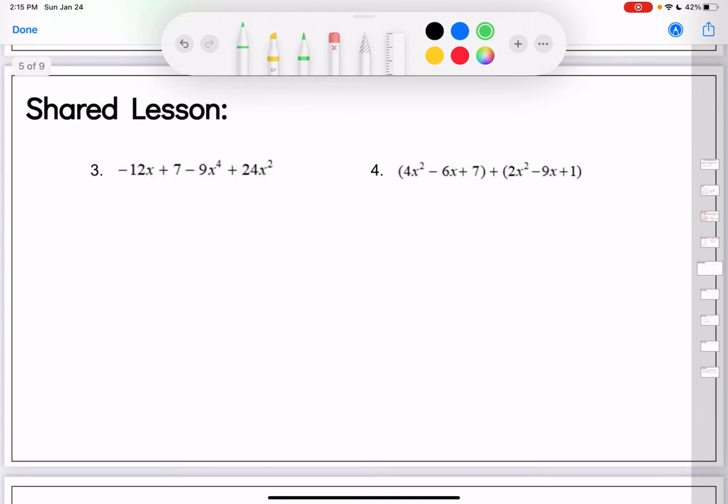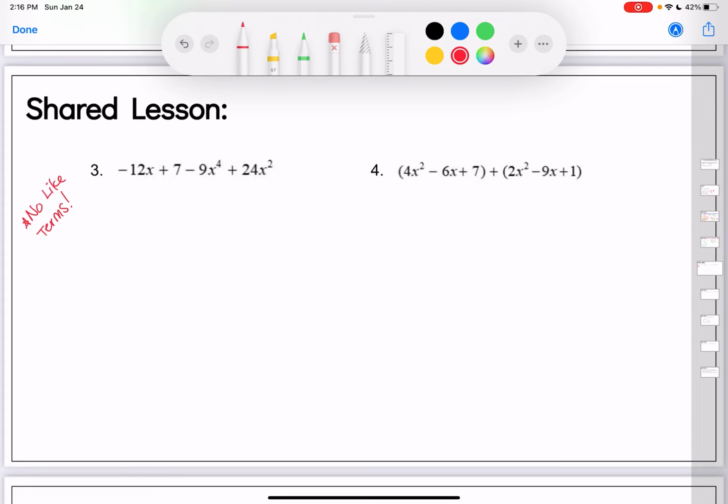Okay, same idea here. Let's look at number 3 now. Negative 12x plus 7 minus 9x to the 4th plus 24x squared. I have an x in the first one, no variable on the second term, x to the 4th on the third term, x squared on the last term. There are no like terms. That's okay. That just means that all I need to do is put it into standard form.